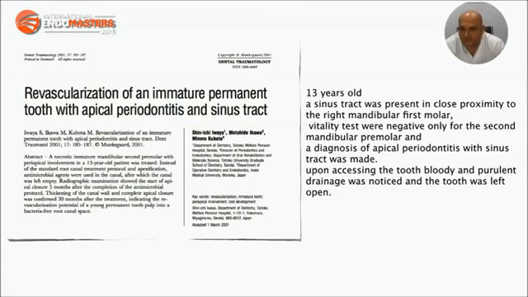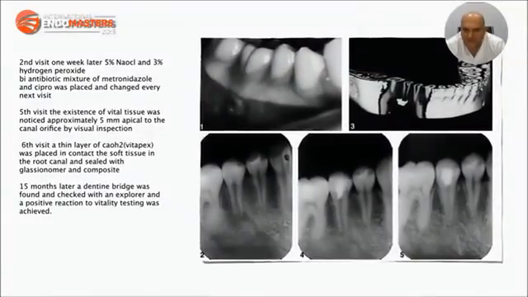The patient was 13 years old, a sinus tract was present in close proximity to the right mandibular first molar, but vitality testing was negative only for the second mandibular premolar, and a diagnosis of apical periodontitis with sinus tract was made. Upon assessing the tooth, bloody and purulent drainage was noticed and the tooth was left open. And this is the case by Iwaya and colleagues. 1 week later, at the second visit, no exudate was noticed and the canal was irrigated with 5% sodium hypochlorite and 3% hydrogen peroxide.